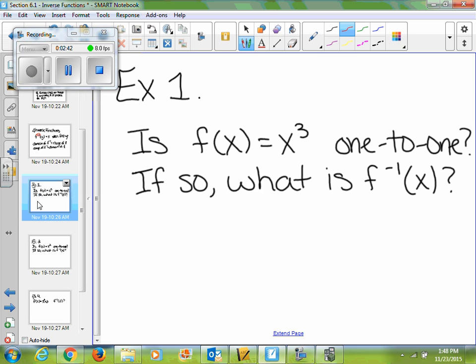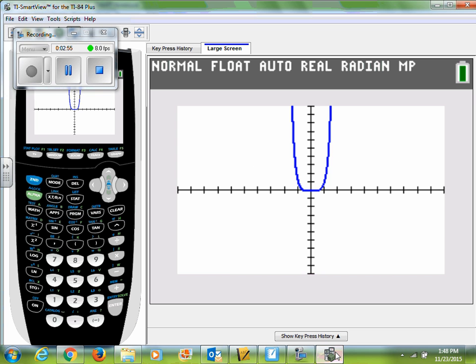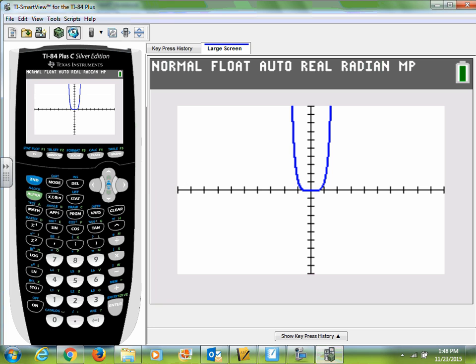Alright, so if I look at f of x equals x cubed, the first thing I need to know is if it's one-to-one, and if it is one-to-one, then I need to find my inverse function. So the first way to find if a function is one-to-one is to graph it and see if it passes the horizontal line test. That's one of the ways to determine if it's one-to-one.